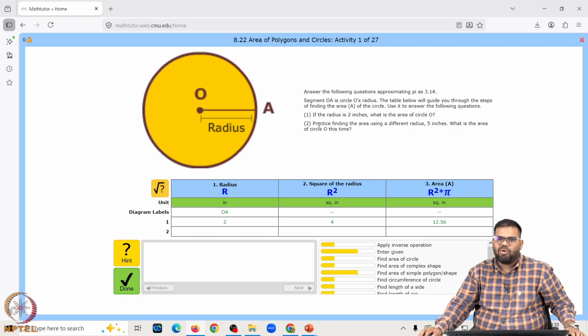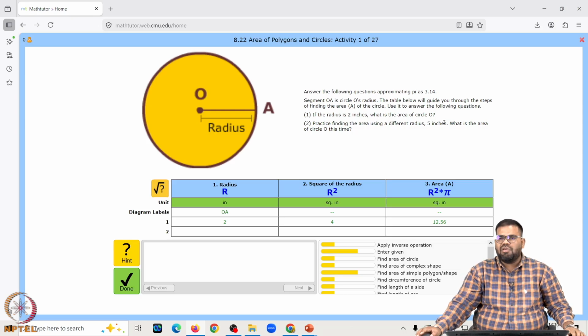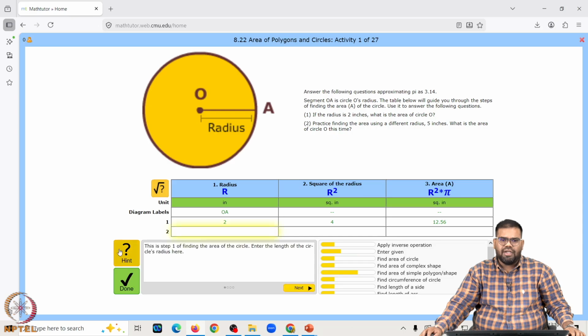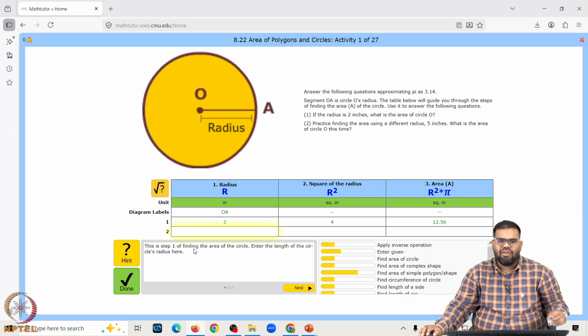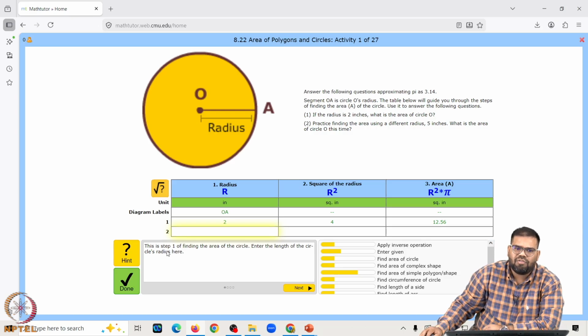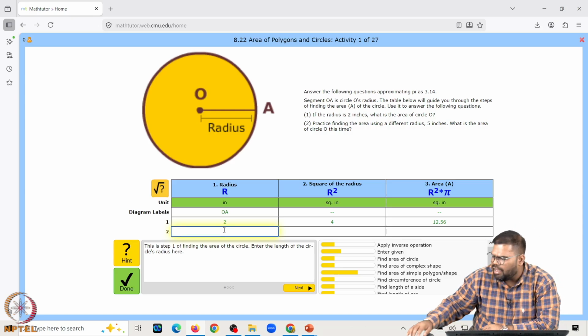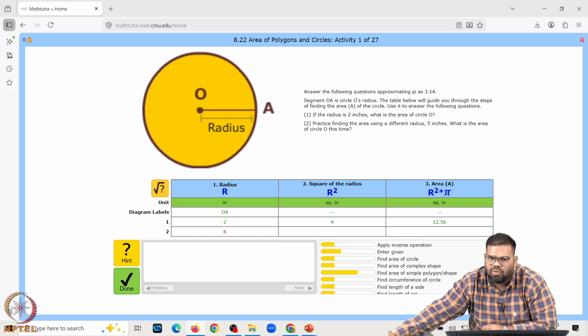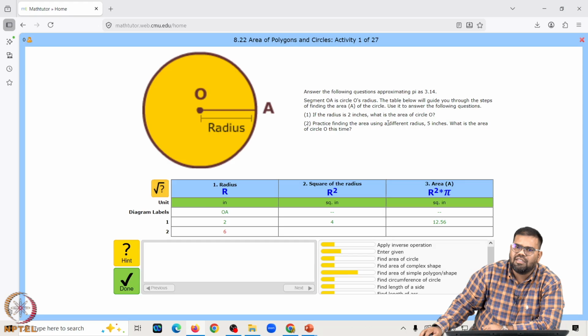Now the second problem is to practice finding the area using a different radius, maybe 5 inches. What is the area of circle O? I didn't understand the question itself, so I'll use a hint. It says this is step 1 of finding the area of circle. Enter the length of circle radius. So here I can enter 6, let's say 6. No, because in the question it is given 5. So it is red, right?